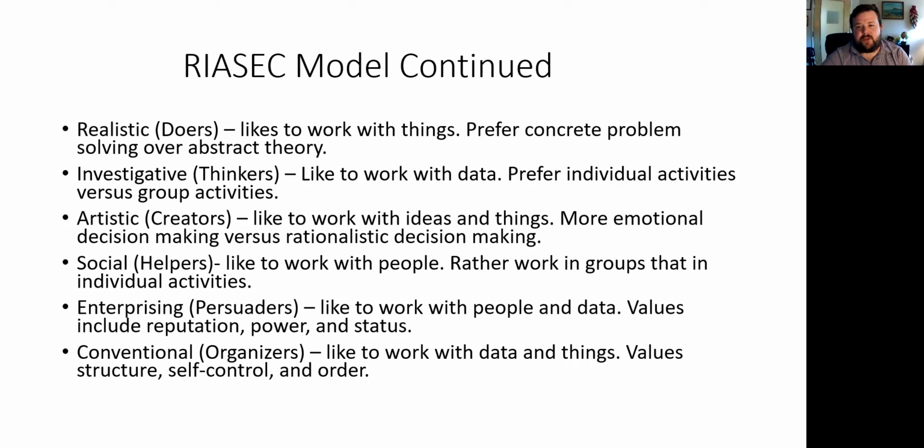Investigative is the thinkers. They like to work with data. They prefer individual activities versus group activities. So with an investigative trait, very common are research scientists who work in the lab. And then we can see some sort of extroversion, introversion appearance as well. Artistic is the creator. They like to work with ideas and things. More emotional decision making versus rationalistic decision making. Next, we have social. So that's the helpers, who like to work with people rather than work in individual activities.